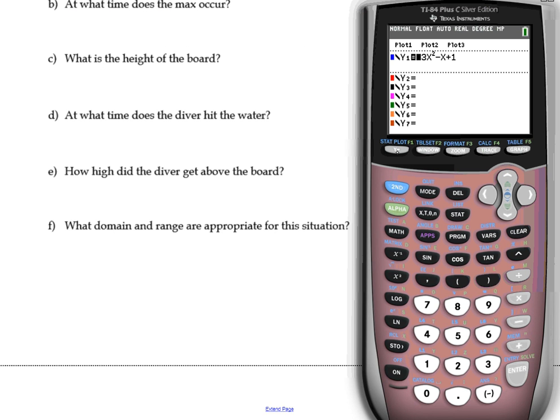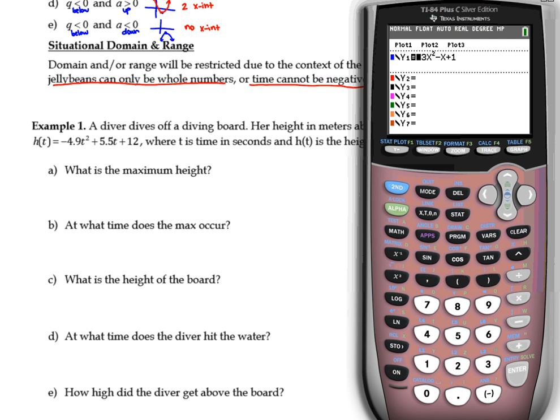Better. Okay. Y equals negative 4.9x squared plus 5.5x plus 12. Does that look like a formula you've seen before? Kind of? If you're taking physics? 4.9 is probably approximately half of acceleration due to gravity. So this situation is a diver.